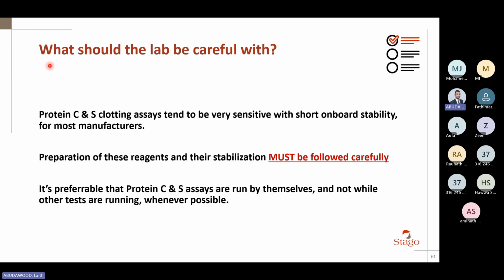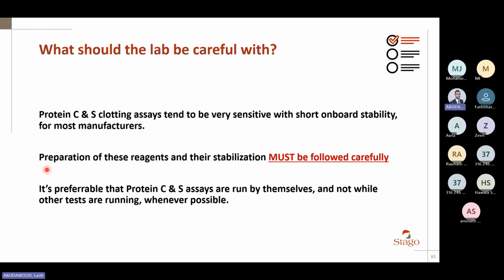Now, some stuff that the lab should be careful with these assays, because thrombophilia testing generally is sensitive. Protein C and S clotting assays tend to be very sensitive, regardless of the manufacturer, okay? And generally, protein C and S clotting assays, I'm talking about clotting, not chromogenic, tend to have very short onboard stability. The reason mostly has to do with that part of the assay is a protein C deficient plasma or a protein S deficient plasma, okay?